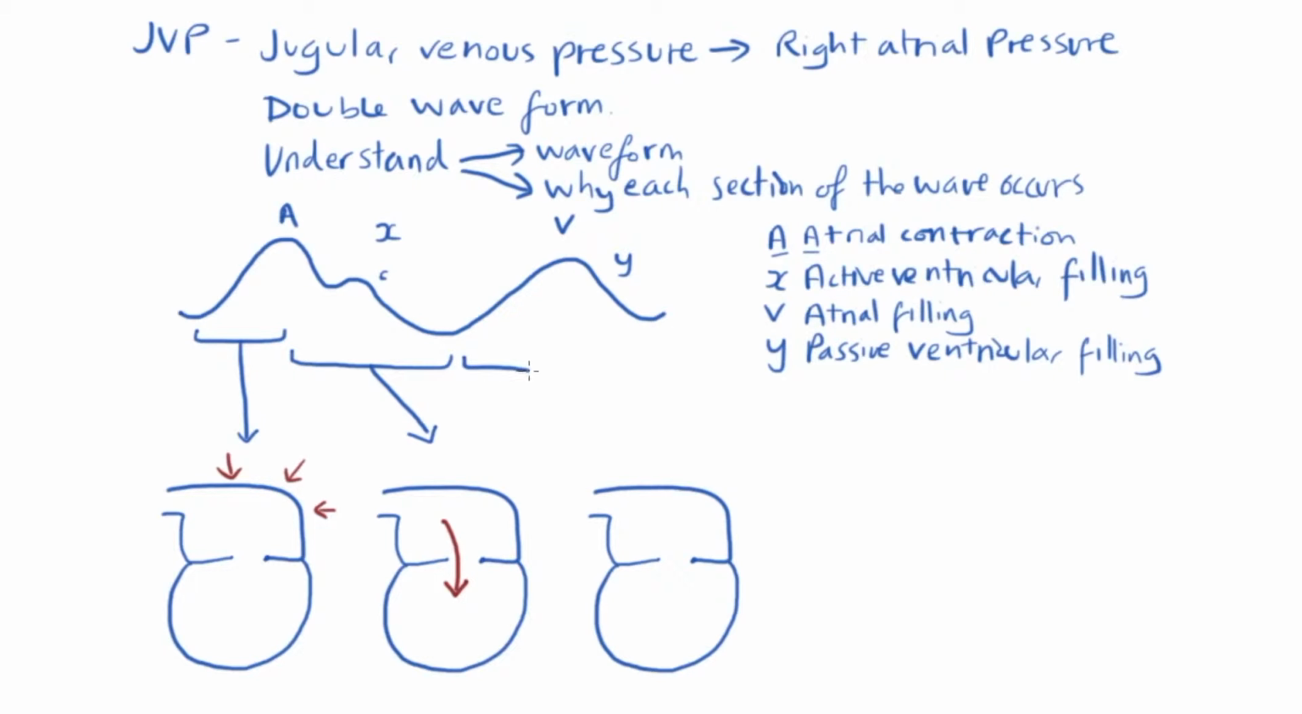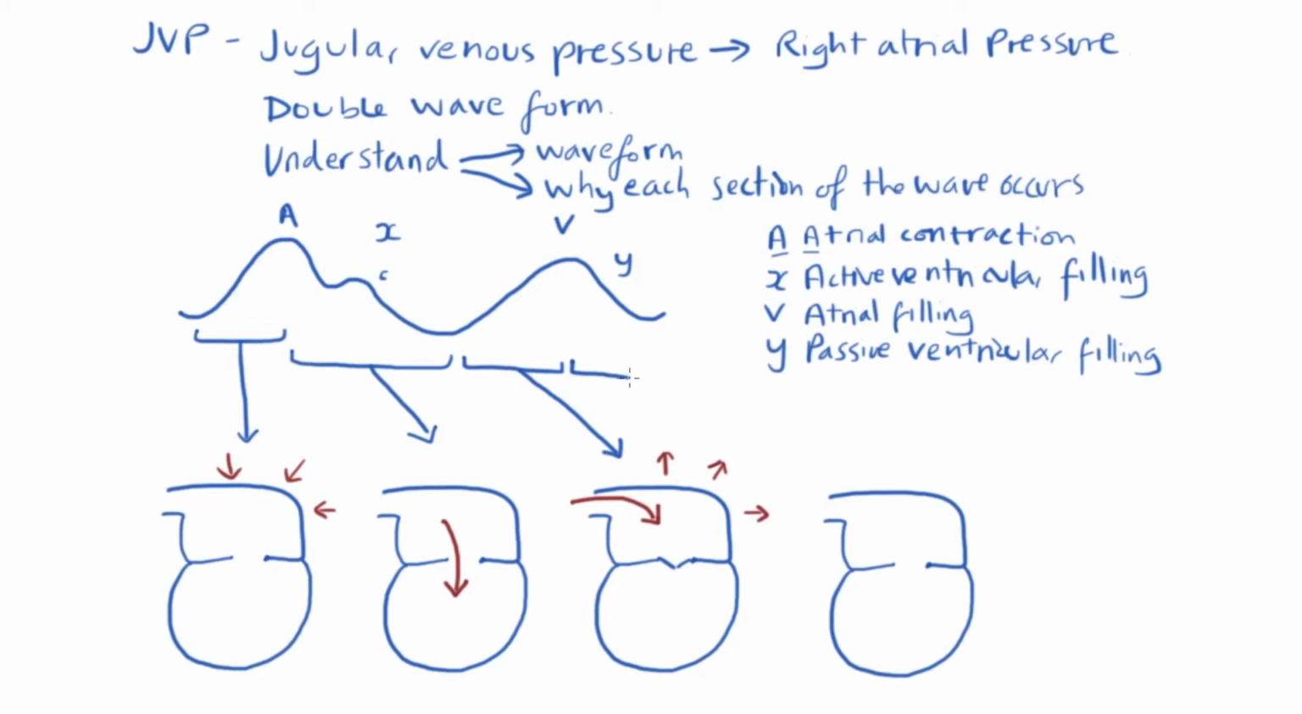The next stage is the V wave. At this stage the atrium is relaxing, so the volume within it is getting larger and blood is filling in from the venous system into the right atrium, causing the pressure to increase. The final stage is then the Y descent, and that's caused when the tricuspid valve opens, blood passively fills from the right atrium into the right ventricle, resulting in a decrease in volume and a decrease in pressure.